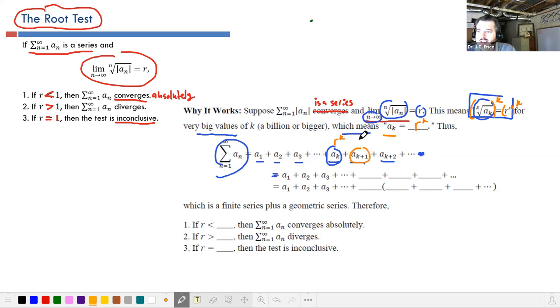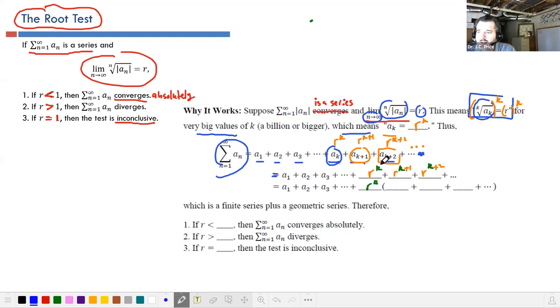You can replace this with r to the k plus 1, and you replace this guy with r to the k plus 2, and so on and so forth. And so you get r to the k plus r to the k plus 1, plus r to the k plus 2 plus dot, dot, dot, which is equal to what? Well, you can just factor out the r to the k. So if you factor out an r to the k, what do you have left over?